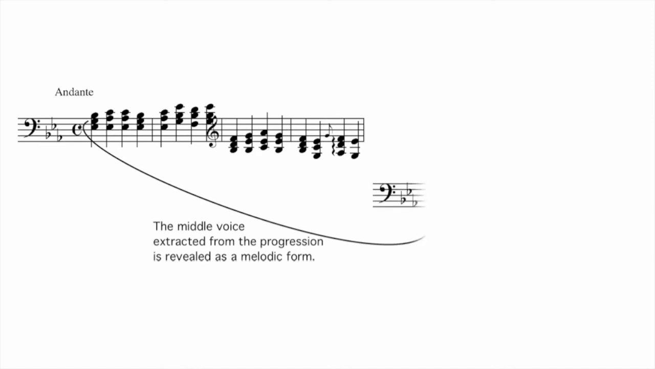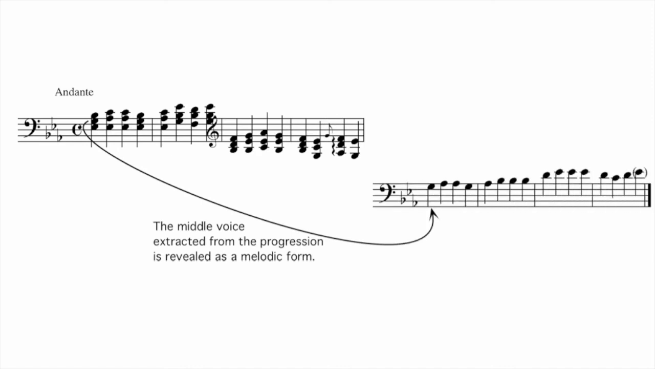In this illustration, a well-known piano accompaniment by Schubert, which is a series of block chords, is presented on the left-hand side. The middle voice of this chord progression is extracted and presented on the right-hand side, so that you can see how every chord progression has a melodic component.